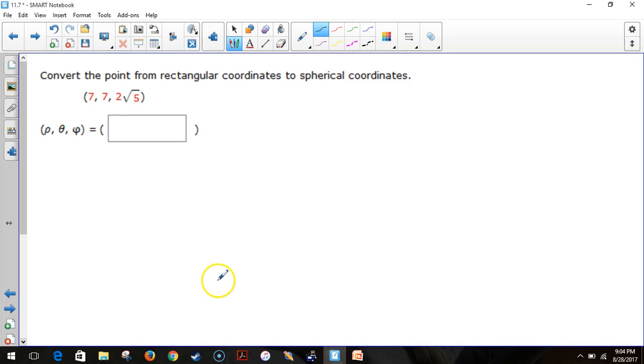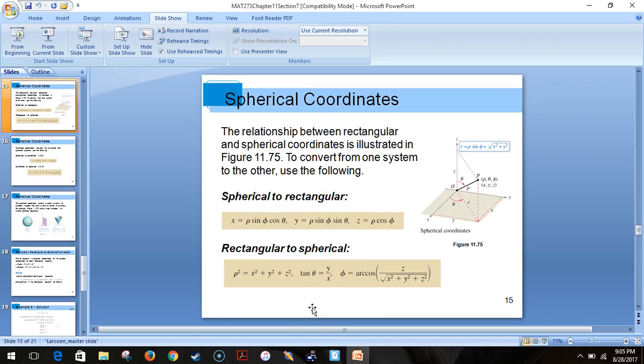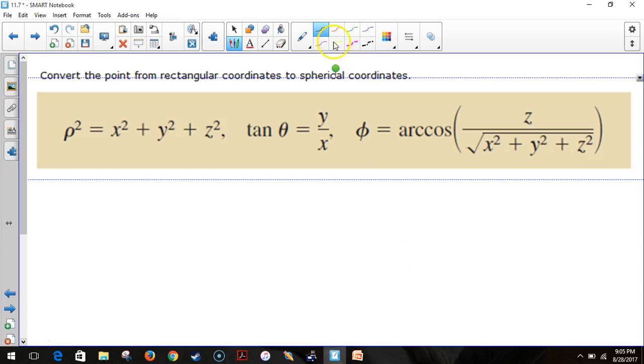If I have rectangular coordinates to spherical coordinates, then I want to go to rho, theta, and phi. And now I know phi looks like this usually, something like that, kind of almost like a theta. And WebAssign, they tend to write it like this. So I have x is equal to 7, y is equal to 7, and my z is a 2 radical 5. Let's get our formulas and pull them over so that we can remember.